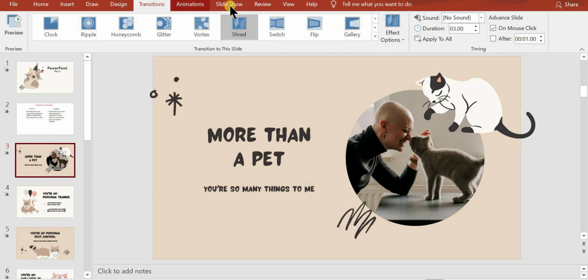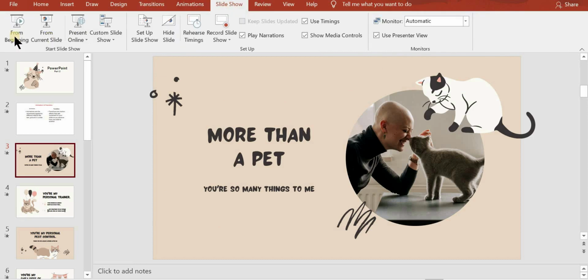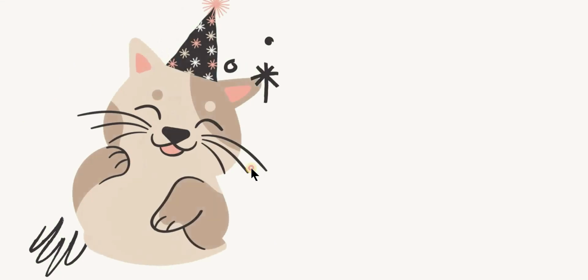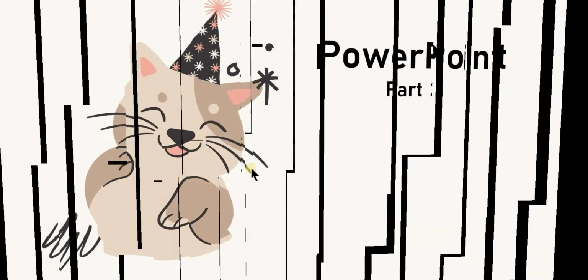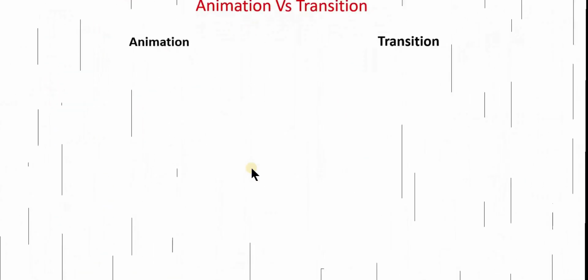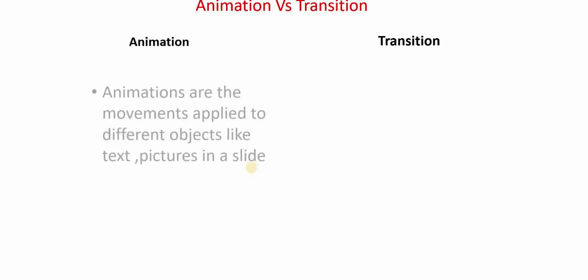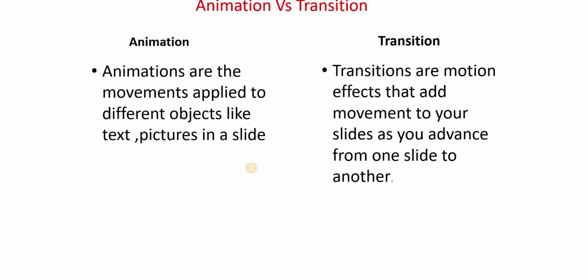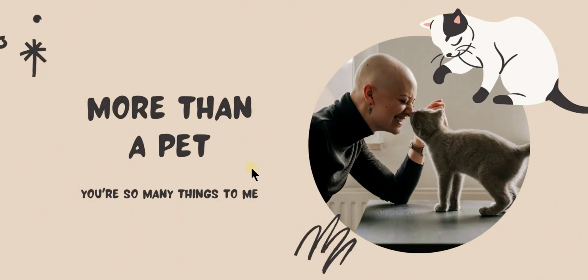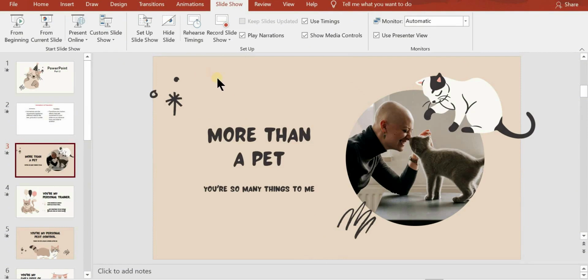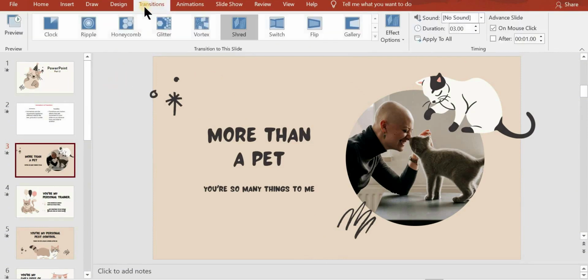So if I see slideshow from beginning, you can see that this is the transition effect for the first slide. This is animation, this is the transition effect, because we have given apply to all for all the slides. So for the third slide also the same transition effect. Like this we can change the transition effect for all the slides in our presentation.